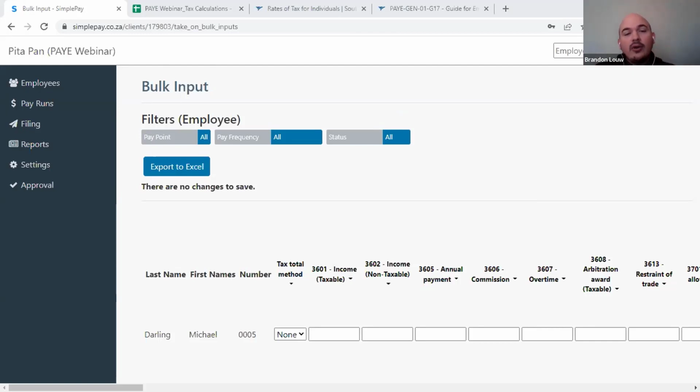periodic method will only look at the earnings for this payslip when calculating the PAYE. So it's going to look at it in isolation, whether it's a month or a week, whatever that payslip period might be for, it's only going to look at the earnings in that period when calculating PAYE.